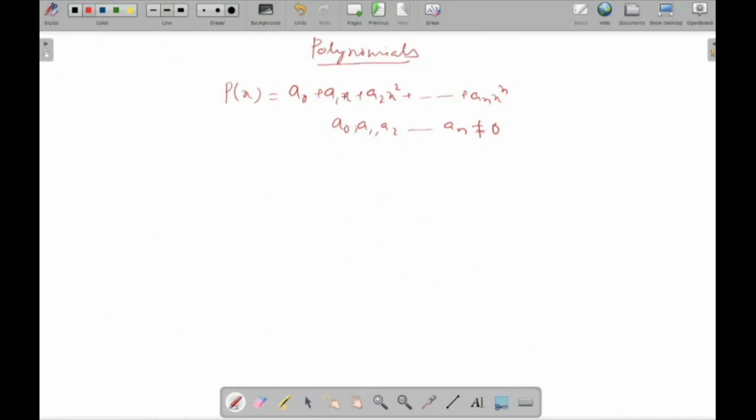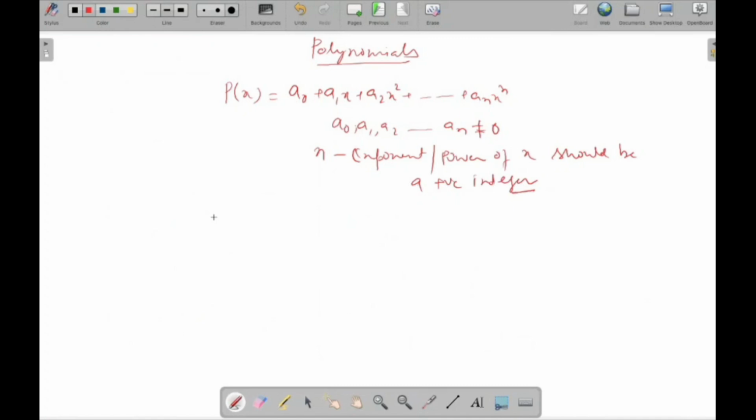And moreover, the power of x basically is an integer. So n, which is an exponent or power of x, should be a positive integer. If it is not a positive integer, then this is not a polynomial.